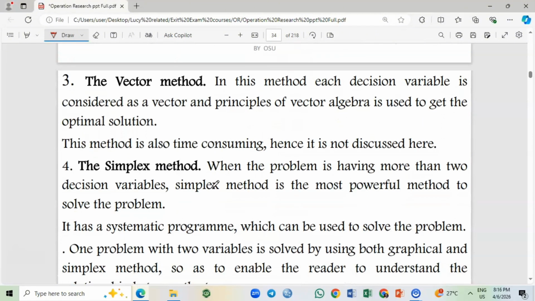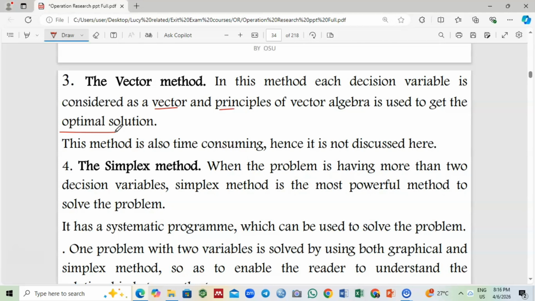The third is the so-called vector method, where each decision variable is considered as a vector and the principles of vector algebra are used to get the optimal solution. Whatever step or technique we use, our main goal is to get the optimal solution. So with the vector method, when looking for the optimal solution, we use algebraic techniques. So this method is also time consuming and is not discussed here, so we will not look at it.